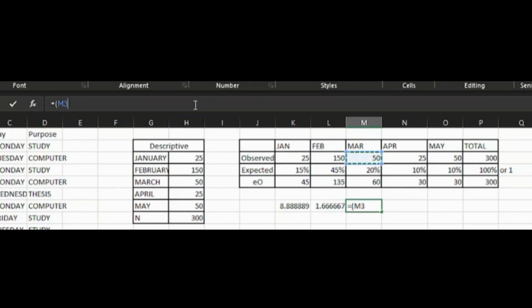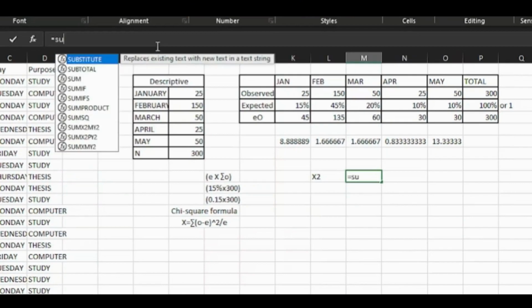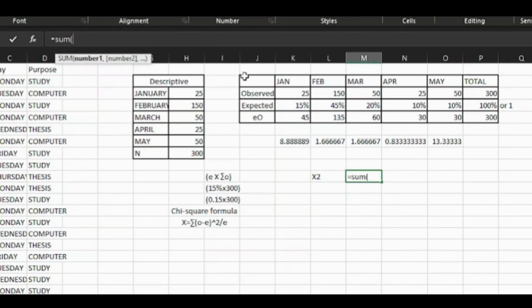In repeating the process, again, select the second column and transpose the observed values and the expected observed values within the formula and continue. Once you have acquired all the results, type equals sum, parenthesis, then hold the Control tab to select all the cells containing the results, then enclose it with parenthesis. After entering, you will receive your chi-square value.